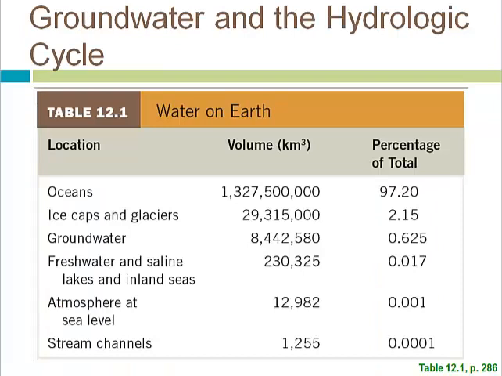As I said in the introduction, groundwater is a part of the hydrologic cycle. And if you look at this table from your book, you'll see that groundwater fits in right here. It's the third largest body of water for the total percentage of water on the earth, which is very interesting because it's only 0.6% of the total water.